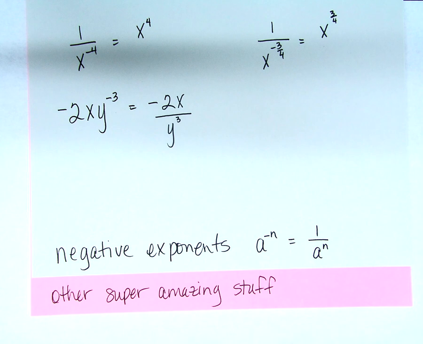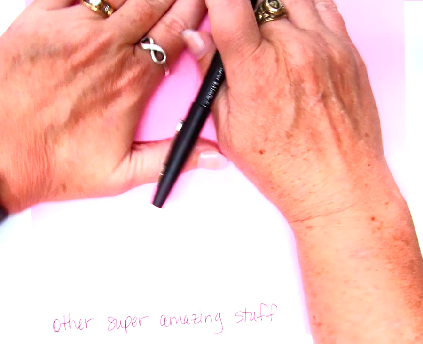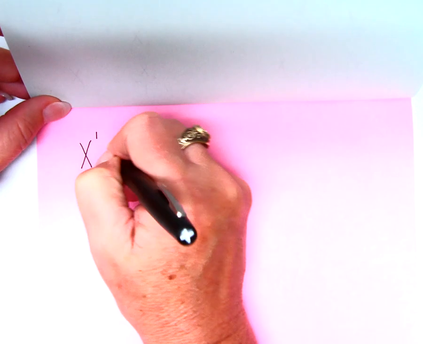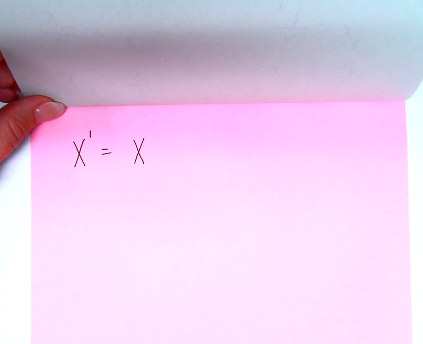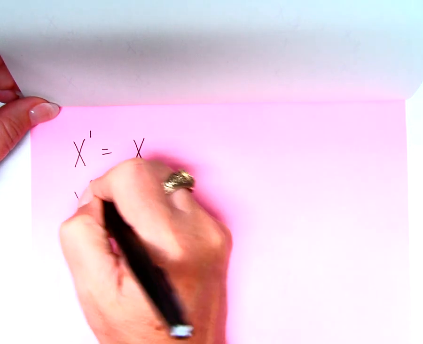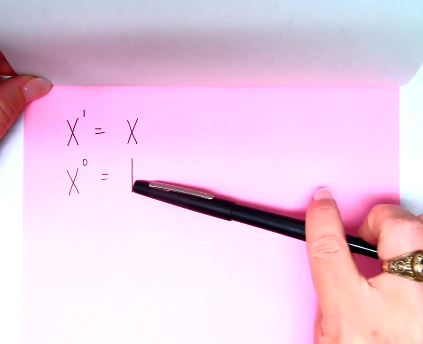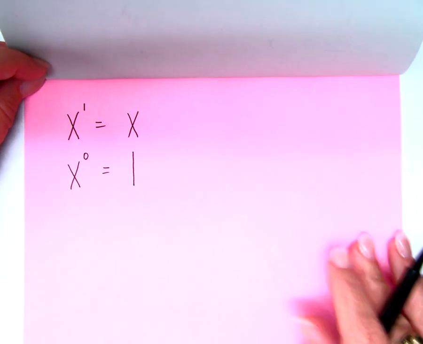Oh, they're super amazing stuff. Ready? Things I want you to remember. Anything to the first power is itself. Anything to the 0 power is 1. I'm going to show you a visual example of this in just a second on this side to help you hopefully remember that anything to the 0 power is 1.